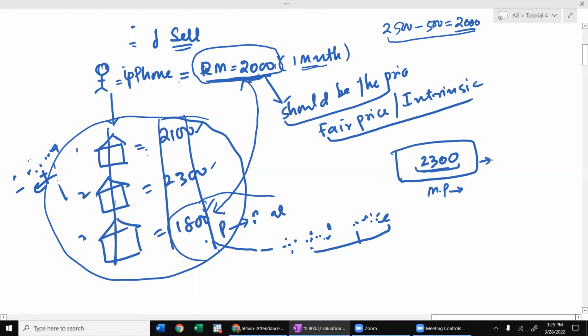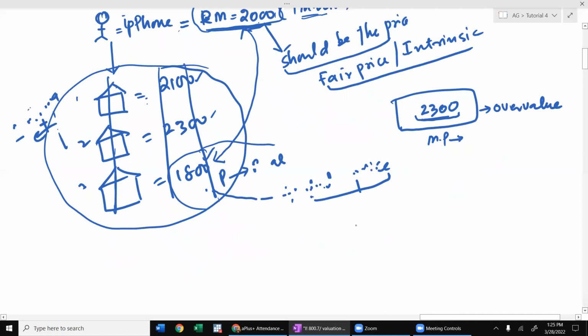Overvalued. You will say, sir, since it is already overvalued, overvalued means actually its price is 2000, but in the market it is overvalued. So in that situation, would you sell it or not? Would you sell your phone? Yes, sir. Yes.